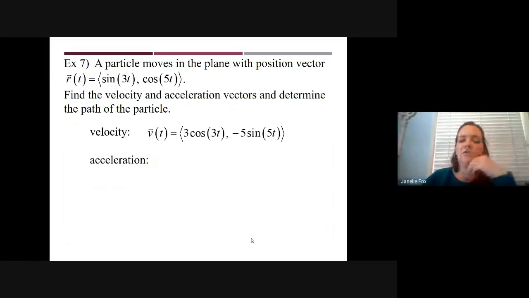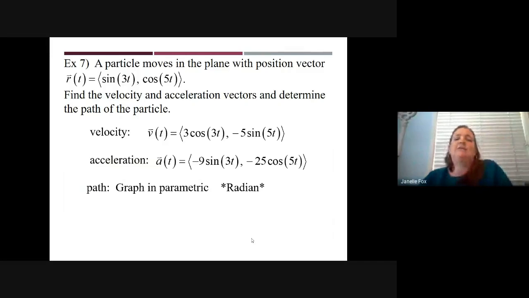The acceleration vector is going to be the derivative of that. And so we're going to go -9 times sine of 3t and then -25 cosine of 5t. And that's it. It asked us to also graph it and figure out its path.